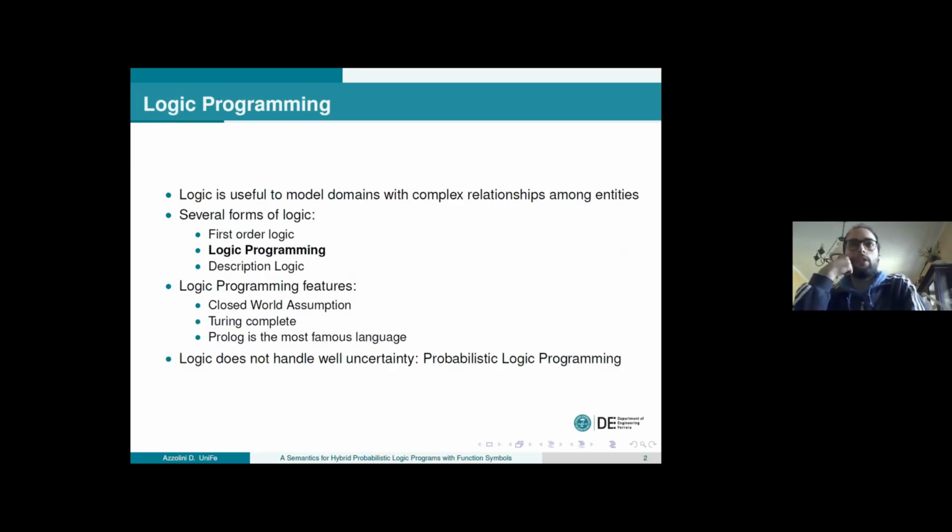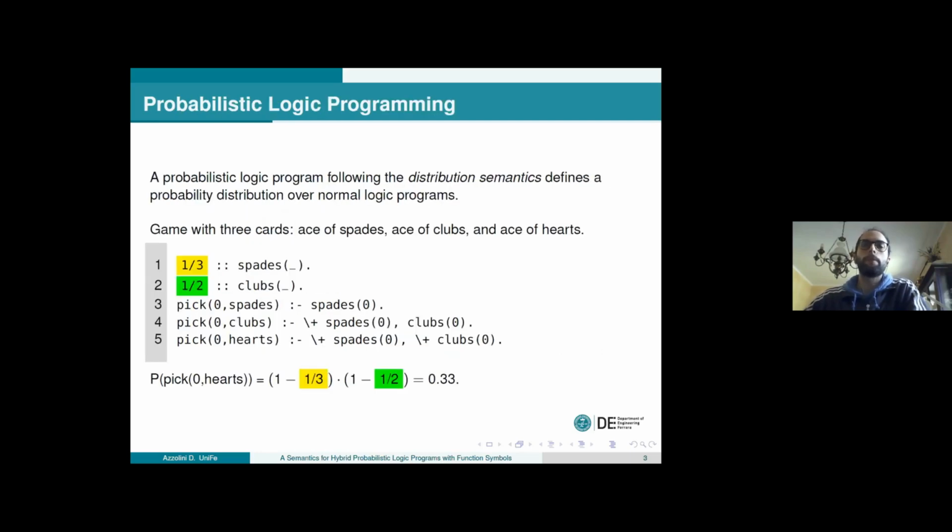In general, logic is useful to model domains with complex relationships among entities. There are several forms of logic. We have first-order logic, logic programming, and description logic. We focus on logic programming, which has some interesting features such as the closed world assumption and Turing completeness. Among all the languages, Prolog is the most famous one. However, logic does not handle uncertainty well, and in this case, we need to resort to probabilistic logic programming.